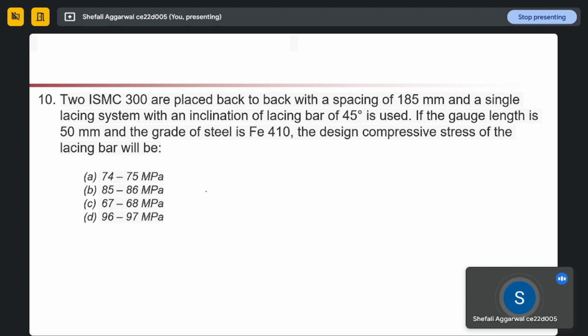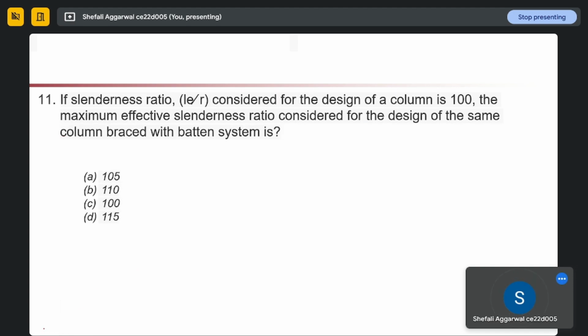So the next question is: two ISMC 300 are placed back to back with a spacing of 185 mm and a single lacing system with an inclination of lacing bar of 45 degrees. If the gauge length is given as 50 mm and the grade of steel is Fe 410, the design compressive strength of the lacing bar will be.